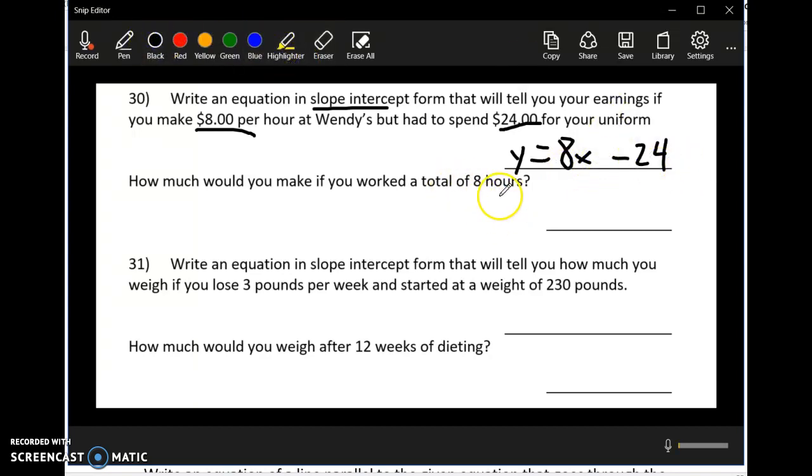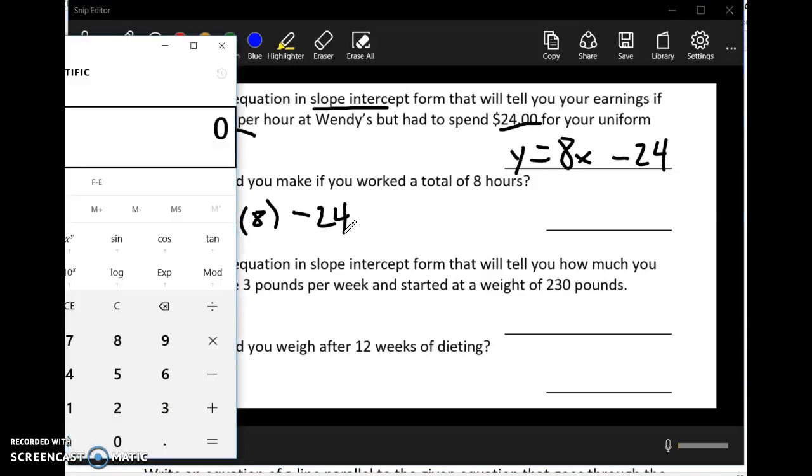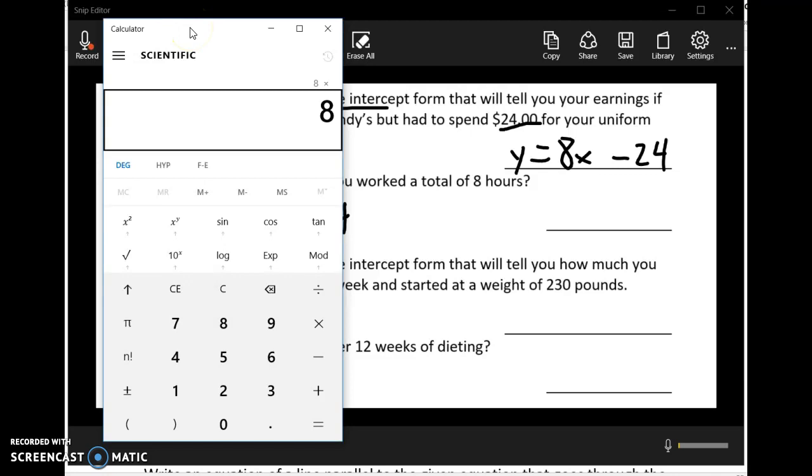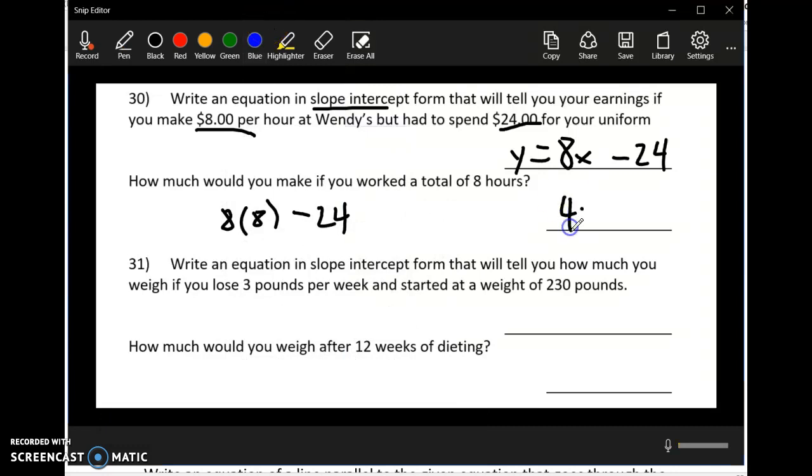Now they say I worked for 8 hours. So then I'd have to figure out how much money I made. Well, if I think about that, I'd make 8 times 8, because for every hour of work I make $8. But then I lost all that money on the uniform, so then I'd have to subtract 24. If we did that, we would find that 8 times 8 is 64, minus 24 gives me 40. So I would make $40.